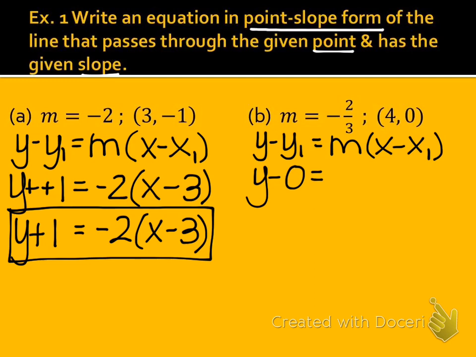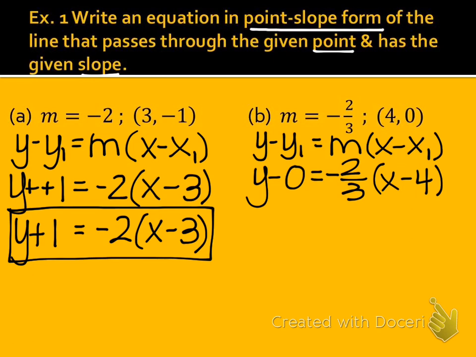Right, but what is my value for m? So we plug in -2/3, and then x minus, Jaden, what goes in place of x sub 1? 4. Good, the x coordinate of my point is 4. Now, is there anything I can do to this to simplify it? What is y minus 0?